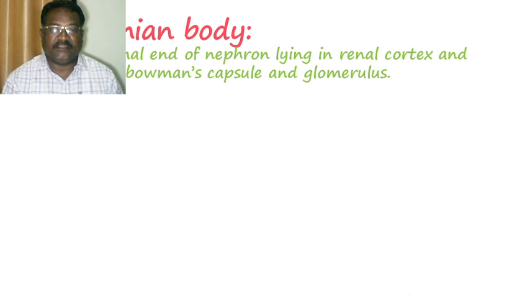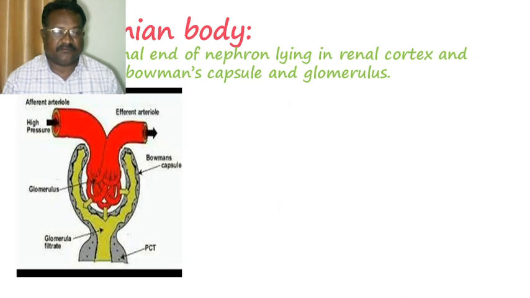It is the proximal end of the nephron, lying in the renal cortex, and divided into the Bowman's capsule and the glomerulus. Means the nephron consists of the Malpighian body and the renal body. The Malpighian body is divided into two parts, that is the Bowman's capsule and the glomerulus.